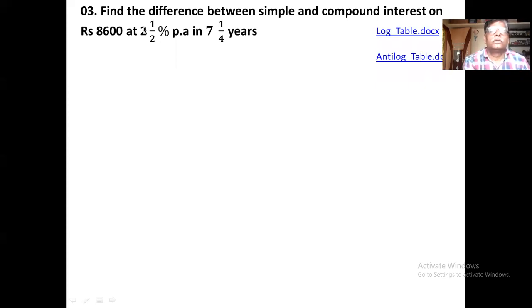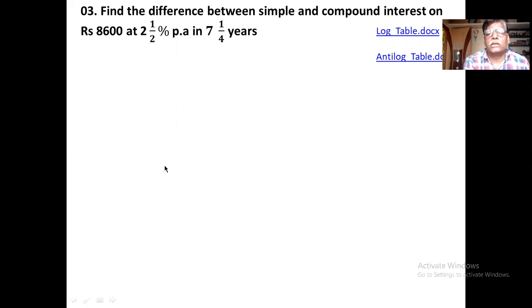Okay, yesterday I was discussing problem number 3. Find the difference between simple and compound interest on rupees 8,600 at 2 integer 1 by 2 percent, 7 integer 1 by 4 years. Rate is 2.50, n is 7.25. Principal is 8,600. They asked to calculate the difference between simple interest and compound interest.